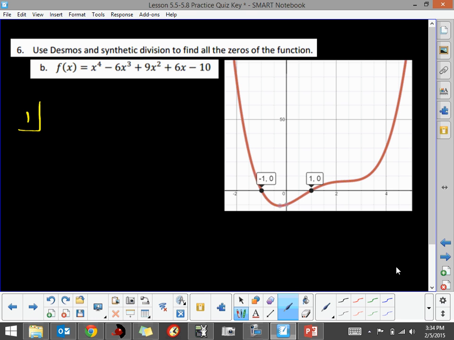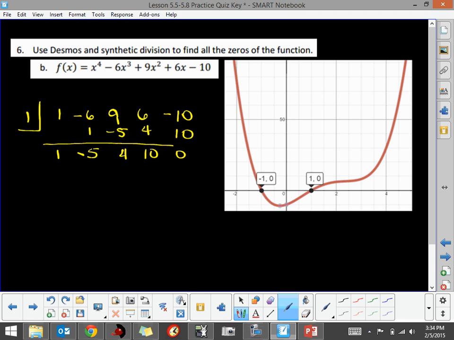So I'm going to use 1 the first time through with my synthetic division. Take out the coefficients of 1, -6, 9, 6, and -10. We're going to divide that by 1, so bring down the 1, and 1 times 1 is 1, add it to a -6 is a -5. 1 times -5 is a -5, add it to 9, which is a 4. 1 times 4 is 4, add it to 6, which is 10. And 1 times 10 is 10, add it to -10 is 0. So we took a fourth degree polynomial, that's what it started off as, and now we depressed it to a third degree polynomial. Our goal is to get it to a second.